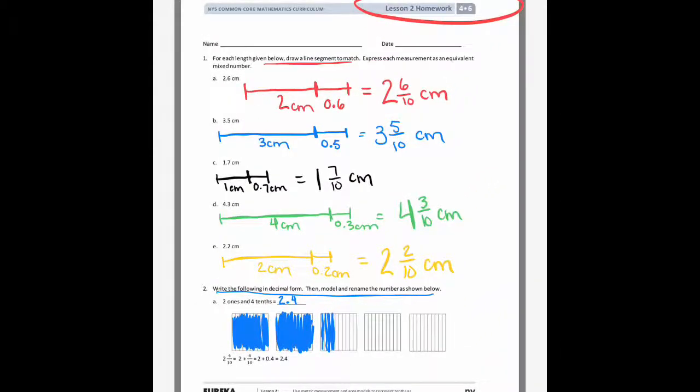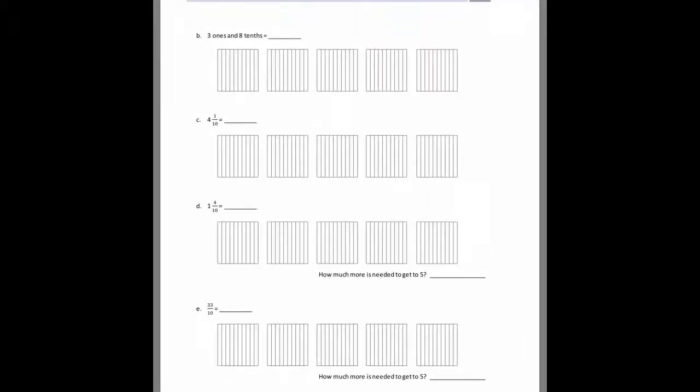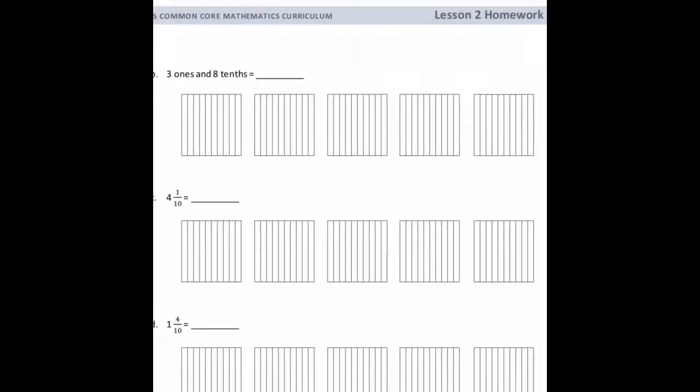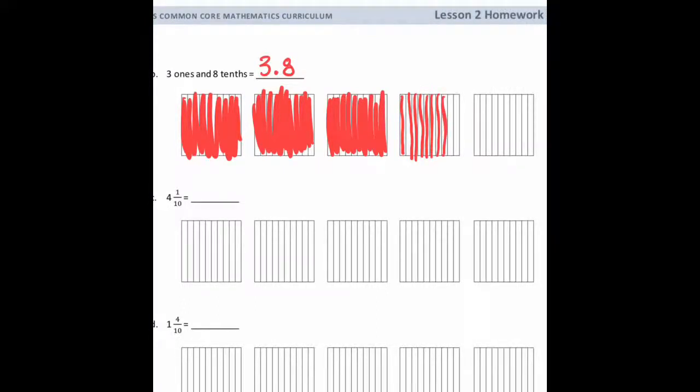Okay, we're going to move on to the next section. So we're going to start off with 3 1s and 8 tenths. So if I have 3 1s and 8 tenths, it should be 3.8. So I'm going to color in 3 squares for the wholes. 1, 2, 3, and then 8 tenths of the next one. So I'm going to color in 8 of these tenths. So 1, 2, 3, 4, 5, 6, 7, 8.